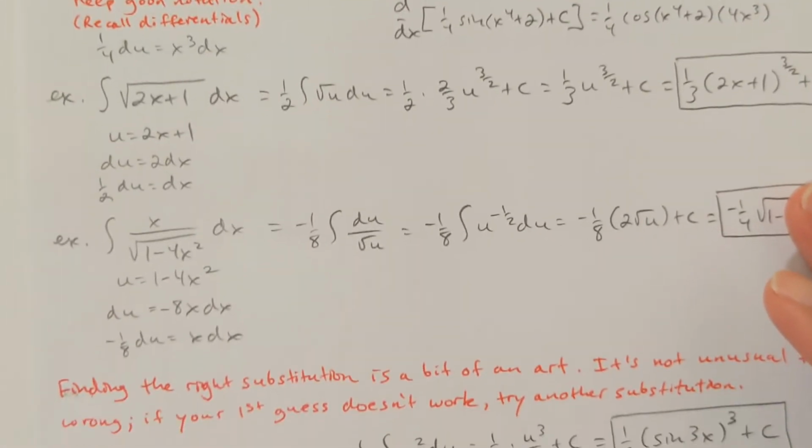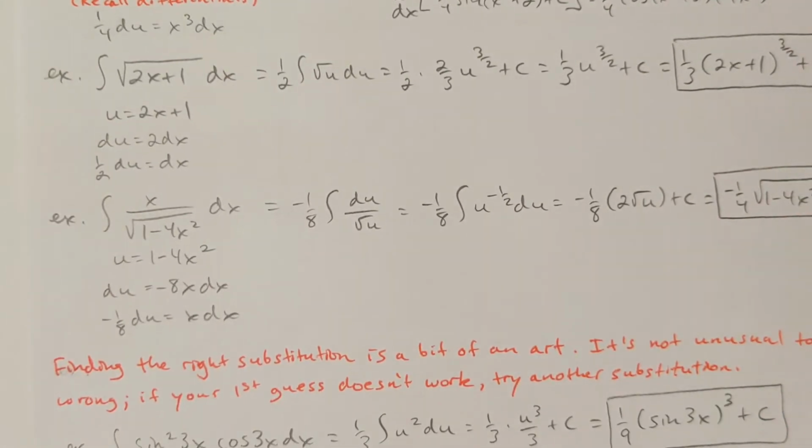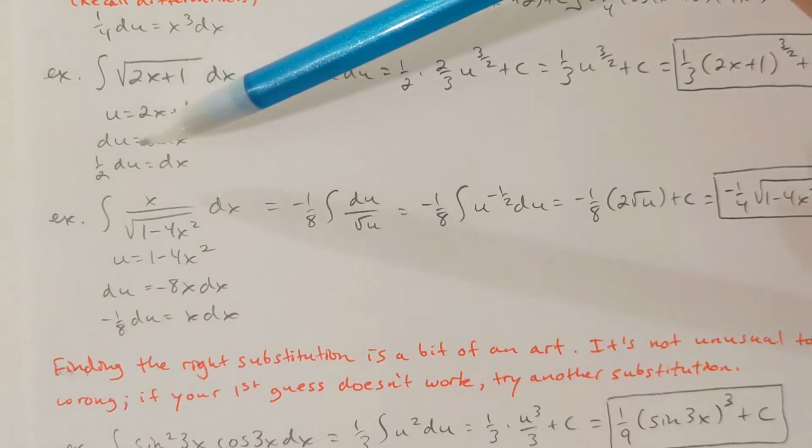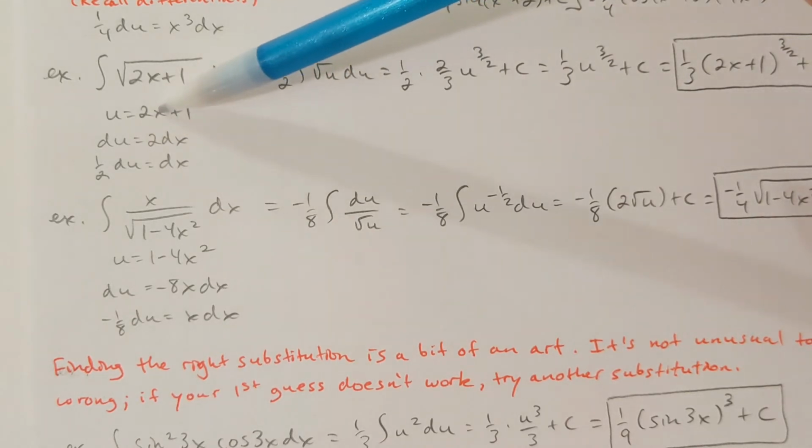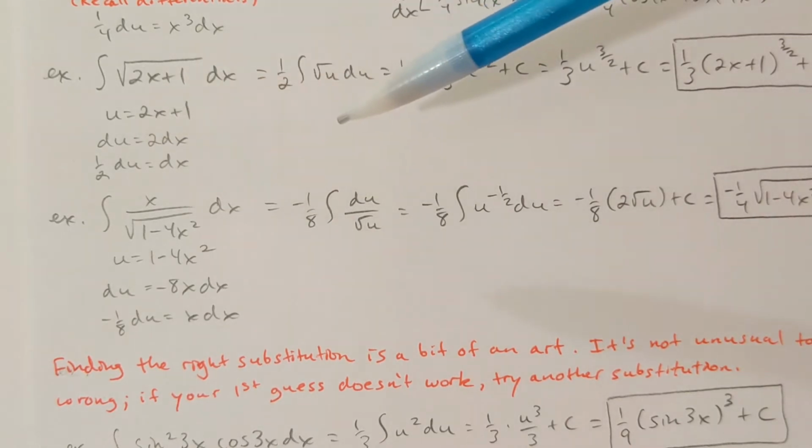Let's take a look at another example. Suppose that we want to integrate the square root of 2x plus 1 dx. This would be another u substitution type situation. If I were to let u be 2x plus 1, then du would be 2dx.